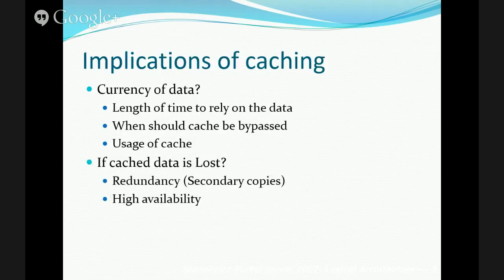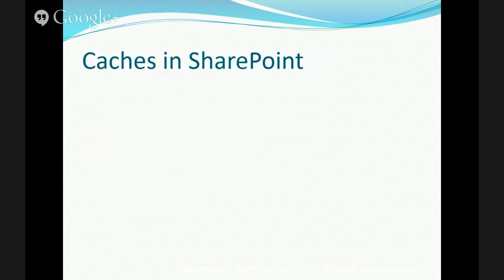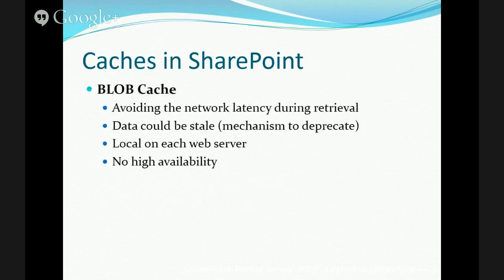Now we are going to look at what are the typical caches that are available in SharePoint 2010, that is the previous version. So the typical cache available was basically a blob cache. All of us know that in SharePoint we have the document library, the picture library, and all of the libraries that we talk about. So typically document libraries and picture libraries store huge documents which are equivalent to blobs.